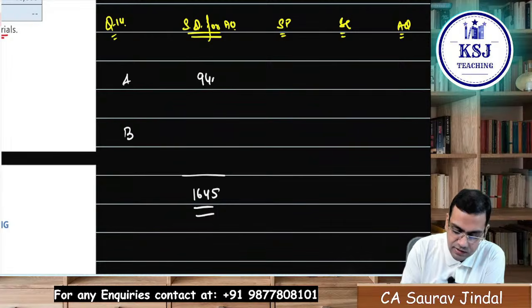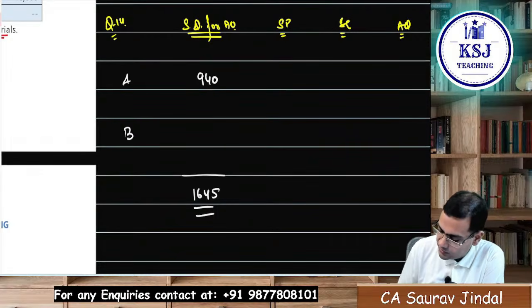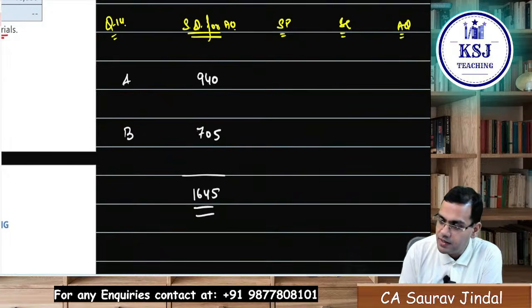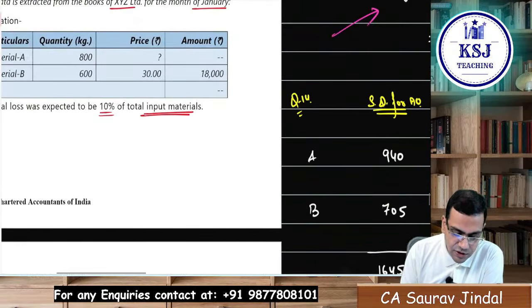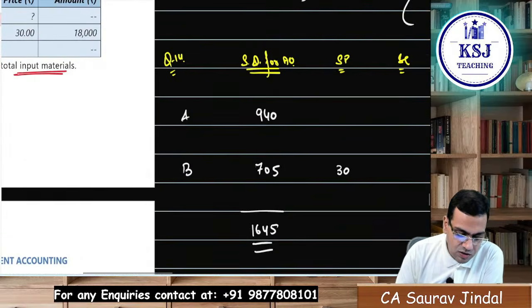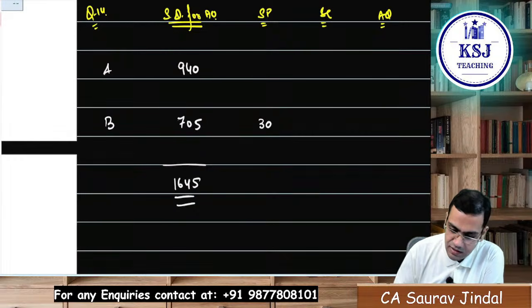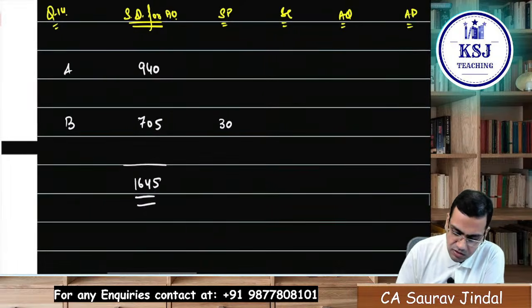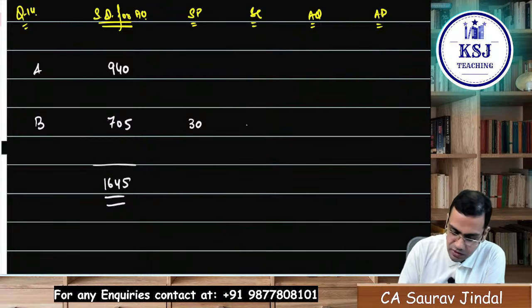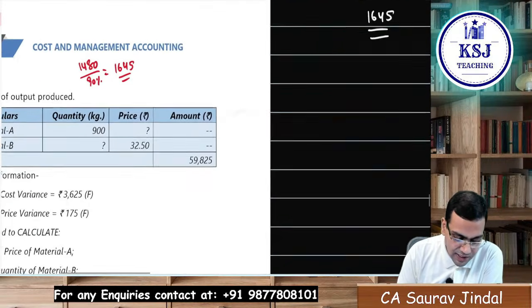$940 is here, right? And 1645 minus 940, that is 705 here. Standard price is given to you for B only, that is 30. Standard cost is also given, but it is not required actually. So we'll calculate here: 705 multiplied by 30 is 21,150.